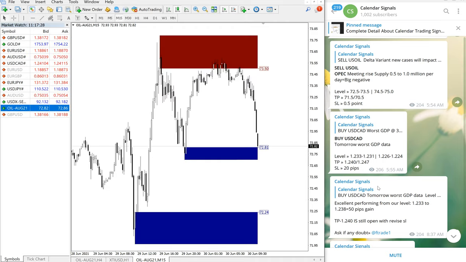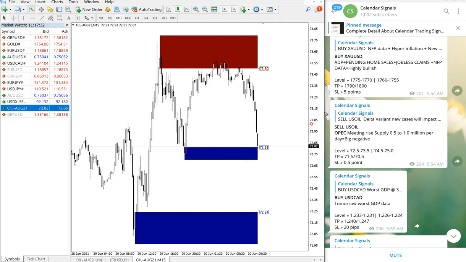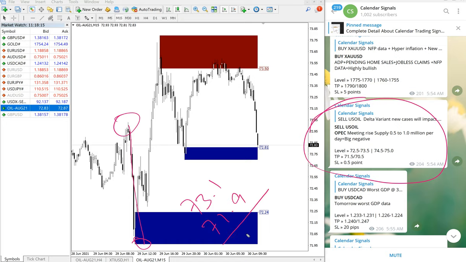USOIL chart here, sell USOIL given, and the reason we have given is the OPEC meeting, which raises supply by 0.5 to 1 million barrels per day. That supply will be increased, so we predicted that US oil will go down. US oil performed from 73.1 till 71.9, which is 1.2 point gain on US oil, sell signal.